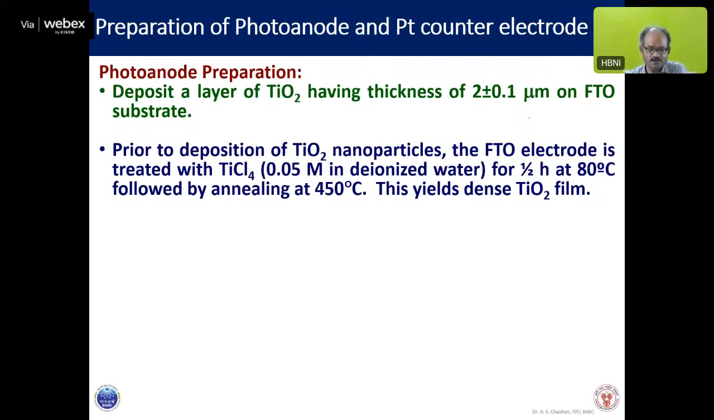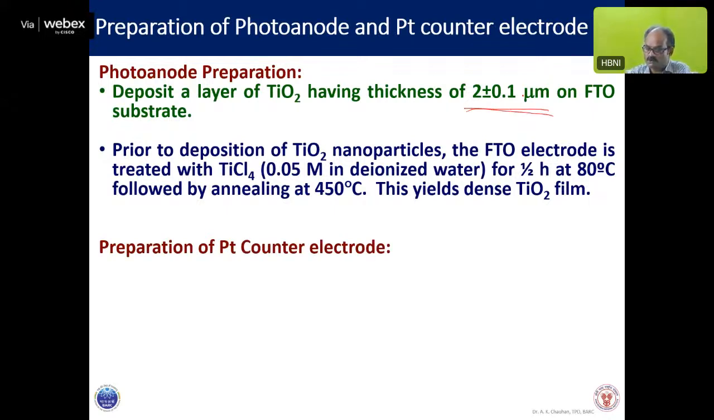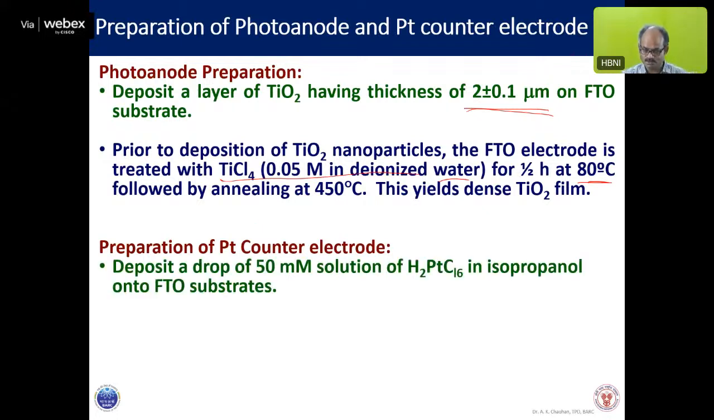I will very quickly explain how to prepare the photoanode. A thin layer of TiO2, these things I have already explained. These are the typical values, a few microns. It is deposited. Then TiO2 nanoparticles are deposited over that, and then it is treated with TiCl4 for half an hour at 80 degrees centigrade. So you can do these things in your lab also if you want to make such solar cells.